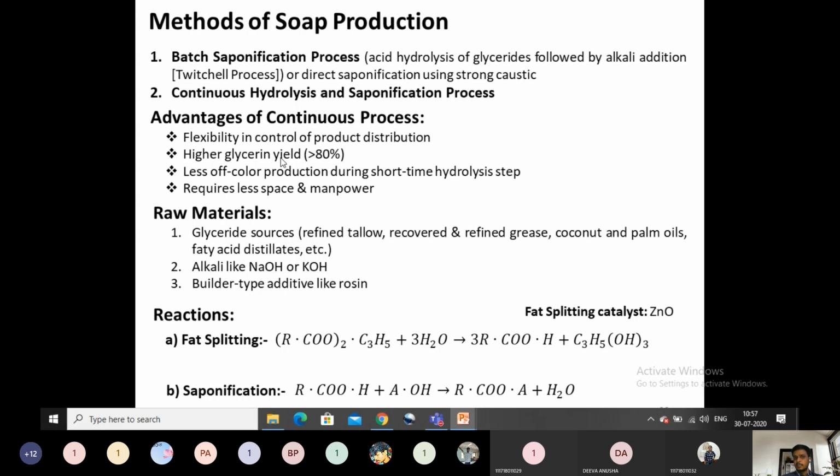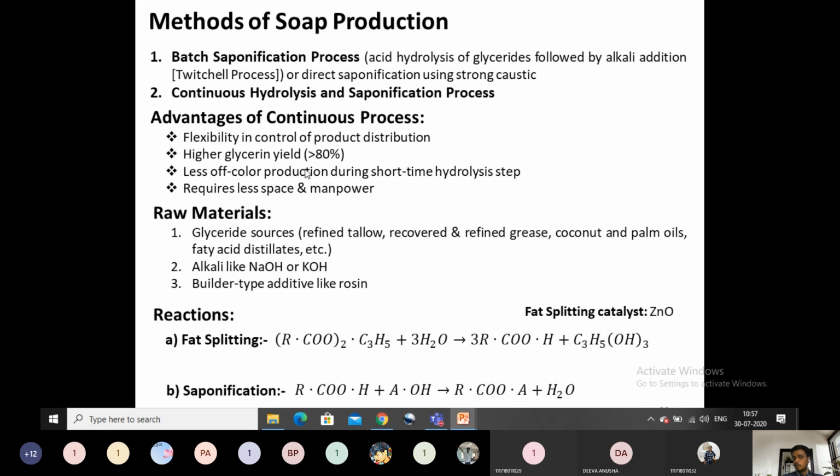Then the second advantage is higher glycerin yield. Since we are separating glycerin in the continuous process, the glycerin yield will be very high, so that we can use this glycerin for other purposes like moisturizers, cosmetic purposes, and explosive synthesis. So a higher glycerin yield can be obtained in the continuous process.